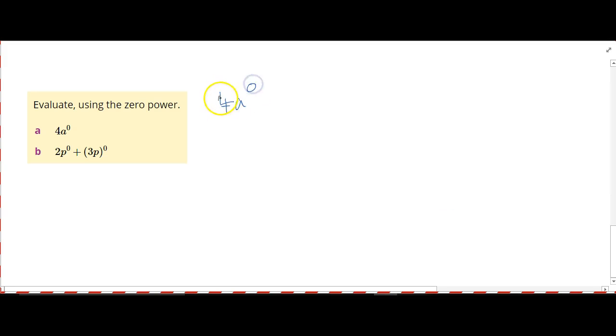4a to the power of 0. Now, it might be tempting to just say, well, that's to the power of 0, that's just 1, isn't it? But what you have to realize is only the a has been raised to the power of 0. 4 is actually 4 to the power of 1. So what we're looking at here is 4 to the power of 1 times a to the power of 0. We know 4 to the power of 1 is 4, and a to the power of 0 is 1. So we're going to actually get 1 times 4, which is 4. Don't let that confuse you.